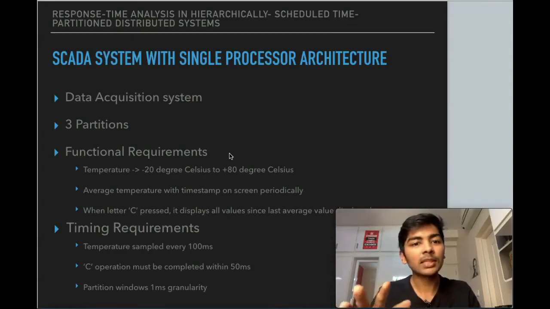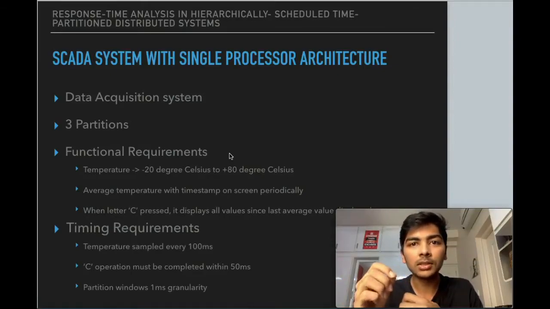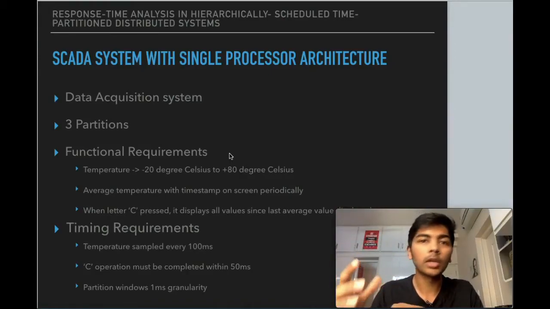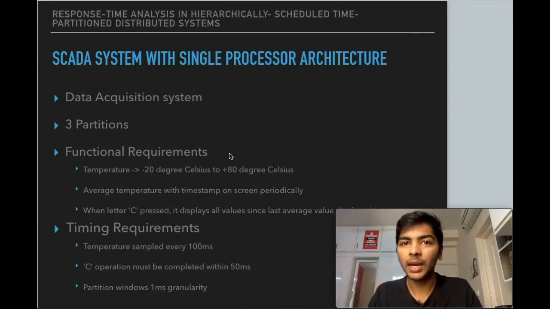So now this system is divided into three partitions. Remember, it's a single process architecture, but it's divided into three partitions. The first partition, which contains the majority of the system, is created by a single manufacturer, so it is put into one partition. The other two partitions are basically input and output partitions, which are created by multiple different manufacturers.